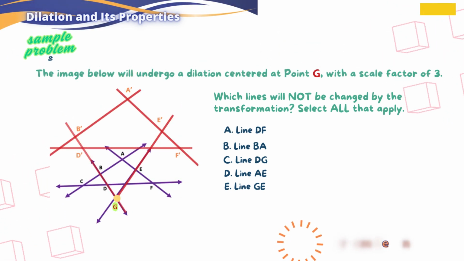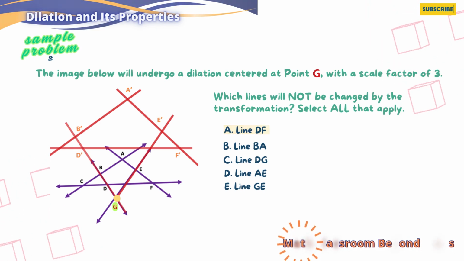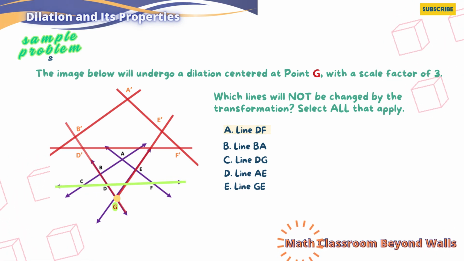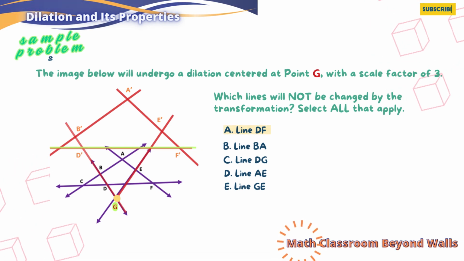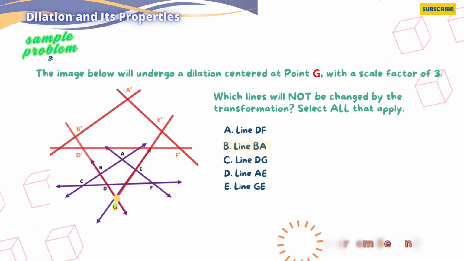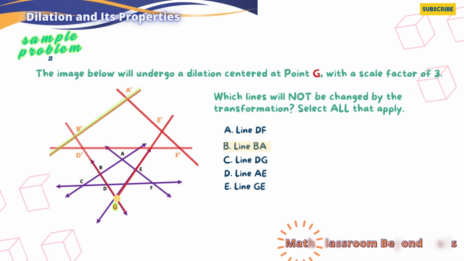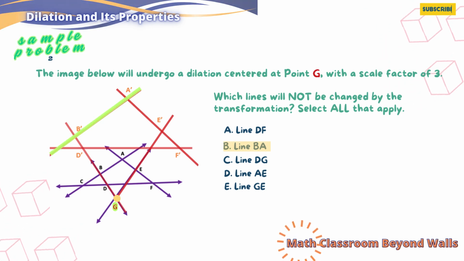Which lines did not change by the dilation? Is it line DF? Let us locate line DF. DF is changed to D'F'. Do you see this, learners? So no, the line changed. Is it line BA? Let us locate line BA. BA is changed to B'A'. Do you see this, learners? So no, the line changed.